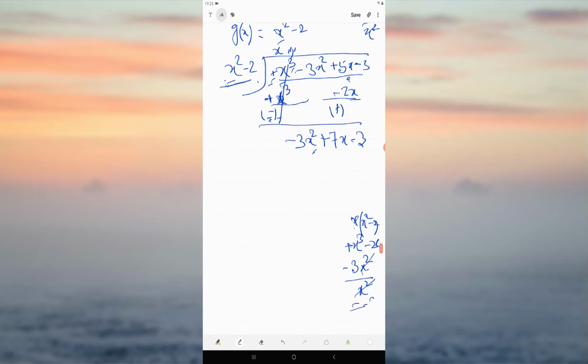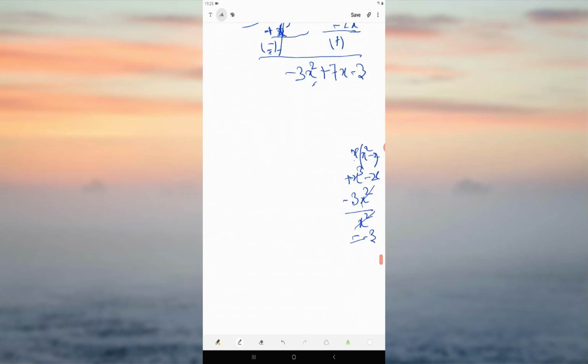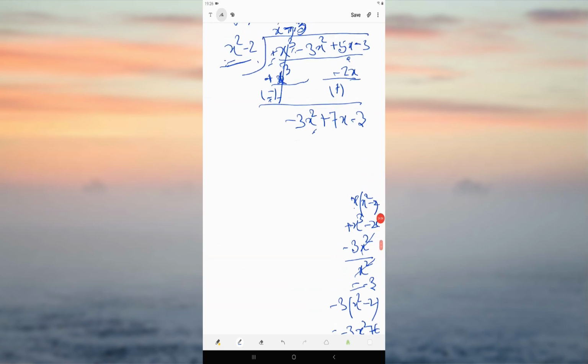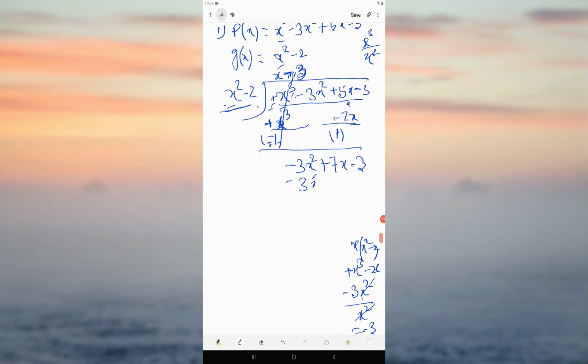x square cancels, we got minus 3. Correct? So we will write in the quotient minus 3. So x minus 3. Once we wrote minus 3, now this minus 3 should be multiplied with x square minus 2. So we will get minus 3x square, and minus 3 into minus 2 is plus 6. Okay, so we got minus 3x square plus 6. Now see, 6 is constant, so I wrote it near the constant.